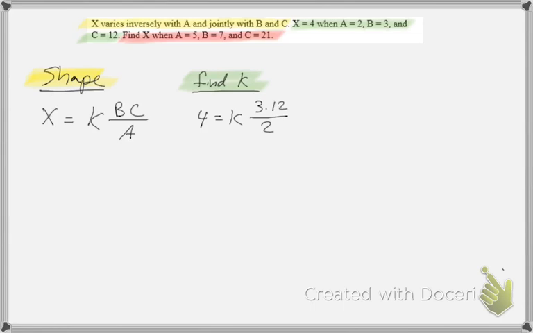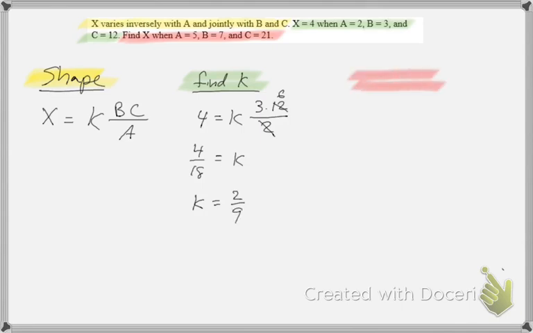So solving this equation for k, I know that 2 goes into 12 6 times. 6 times 3 is 18, so if I divide both sides by 18, I'll have 4/18, which simplifies to 2/9.